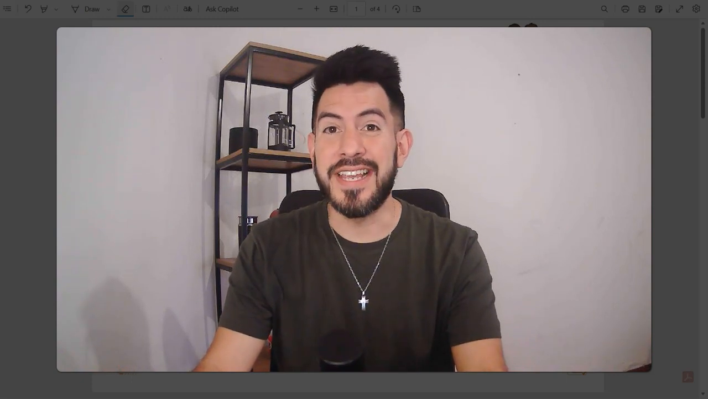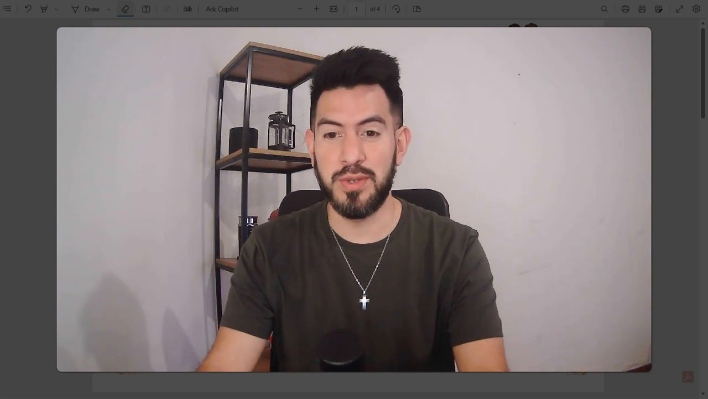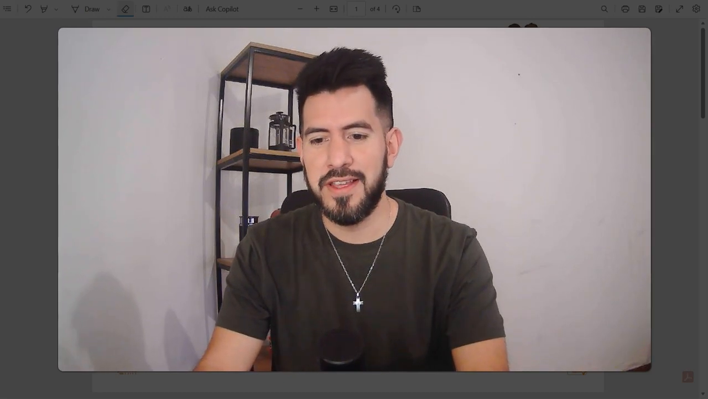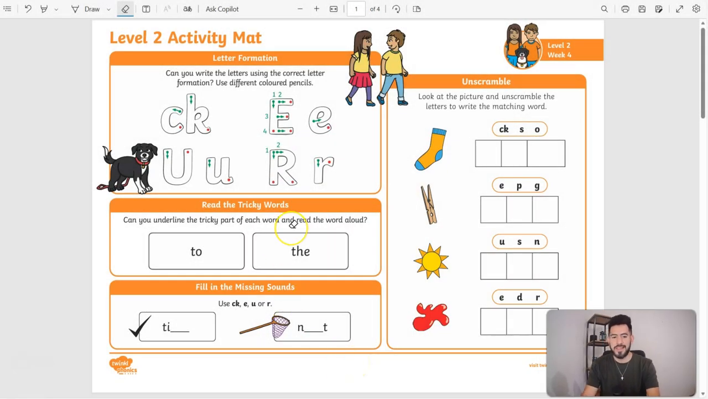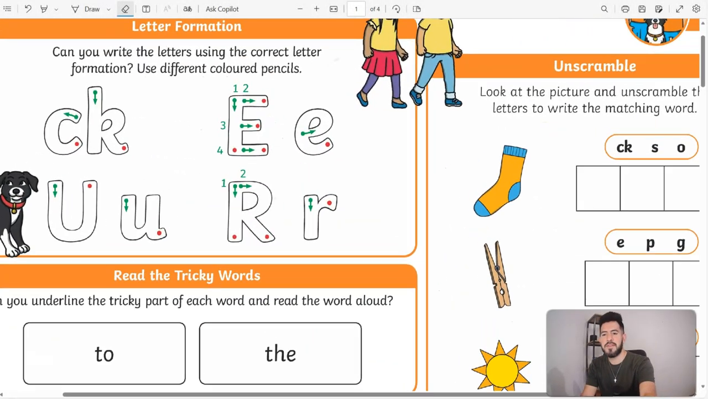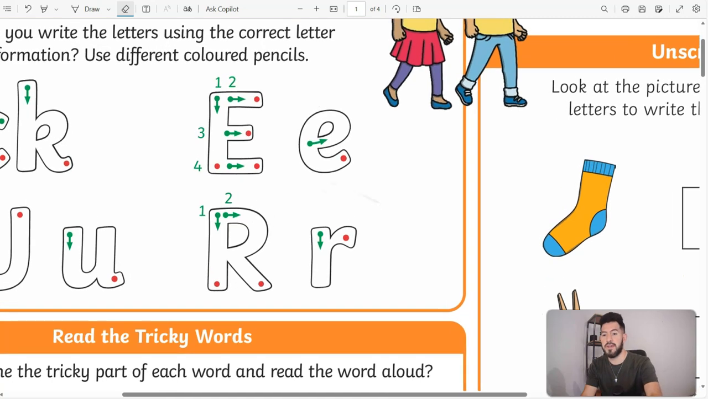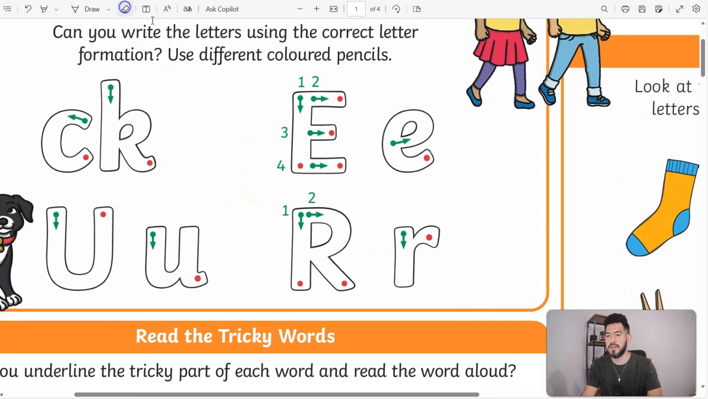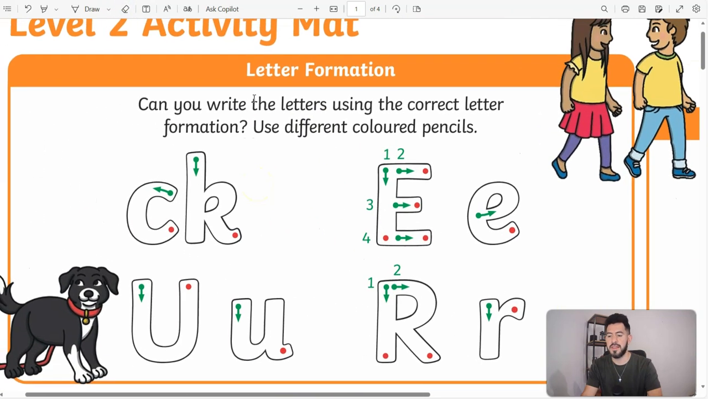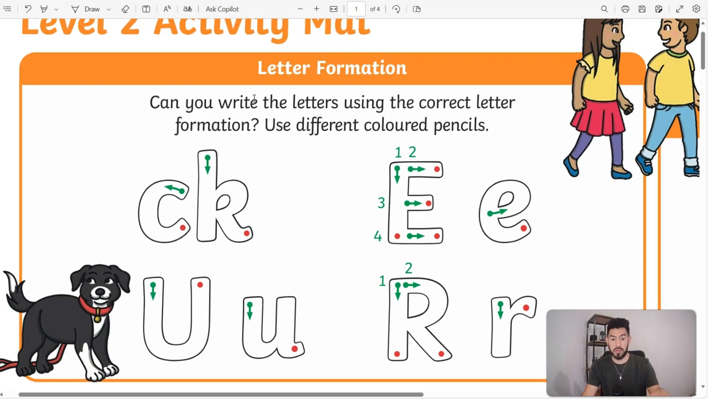We'll be completing the activity mat you have to do for homework. Okay, so let's go and do it together. This is the activity mat. The very first exercise or activity you have to do is the tracing part. You will be tracing the sounds. To do that, you will use a color pencil. So please get a color pencil and trace, form the letters as neat as you can, okay?